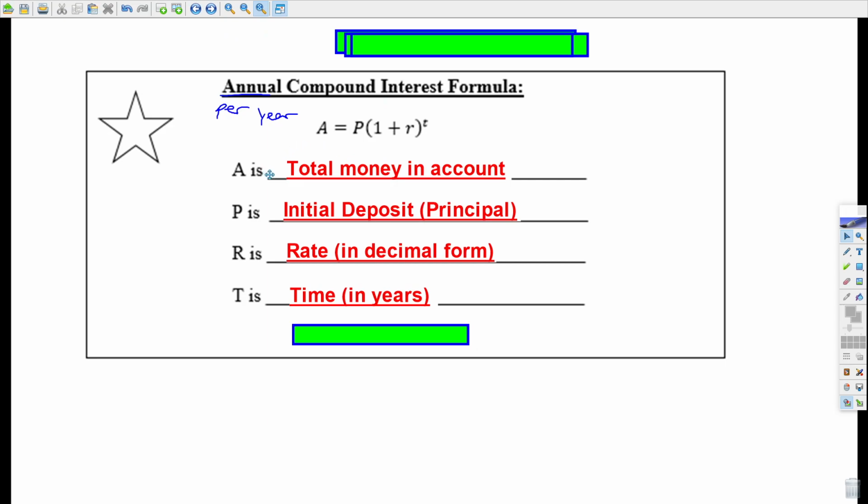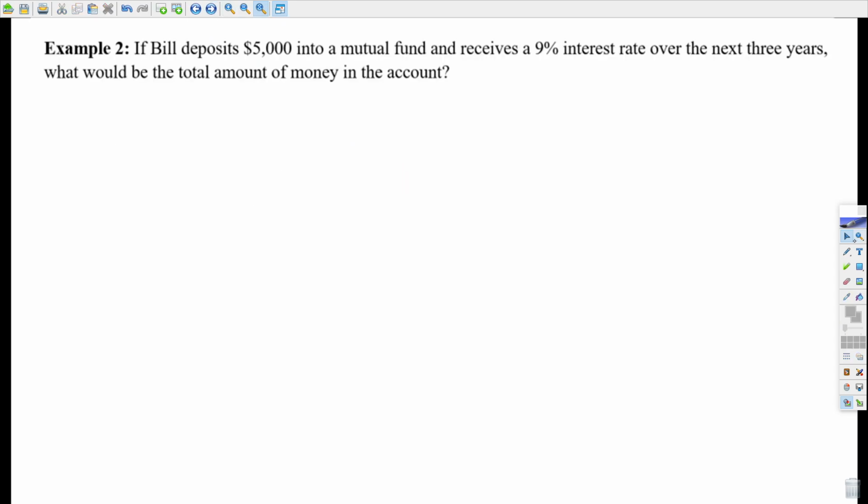Okay, so we're going to be calculating the total amount of money in the account, but they will give us the rest of these numbers, P, R, and T. Example 2: if Bill deposits $5,000 into a mutual fund and receives a 9% interest, oh, that's pretty high, over the next 3 years, what would be the total amount of money in the account?